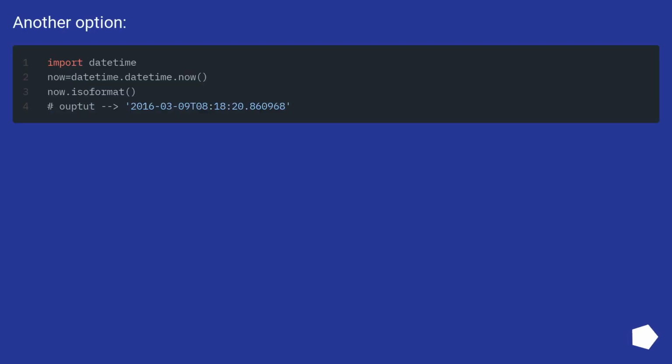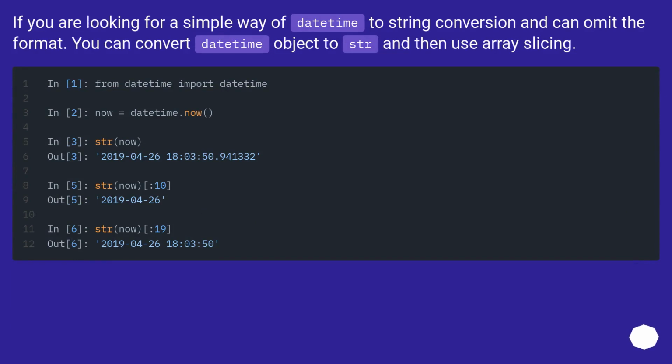Another option. If you are looking for a simple way of datetime to string conversion and can omit the format, you can convert the datetime object to str and then use array slicing.